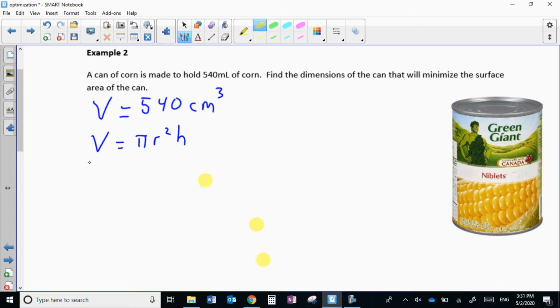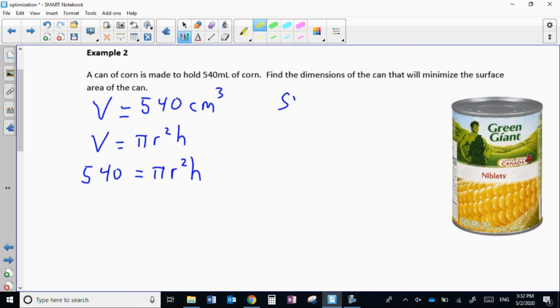Now, we know that the volume is 540, so we do have this formula right here to work with. So let me just fix that. Now, that's not the formula that we're looking to find an optimal value for. We're actually interested in the optimal value of the surface area. So the surface area is what we need to look at.